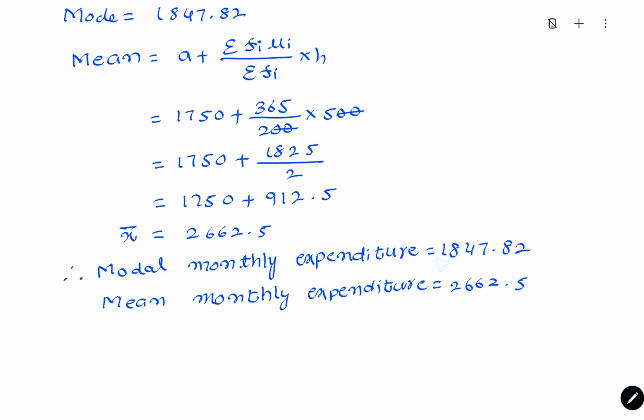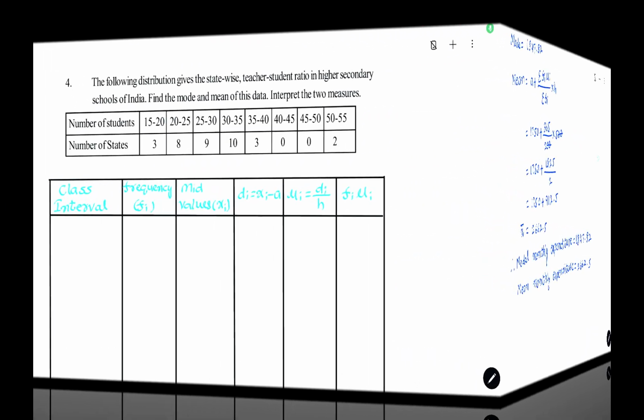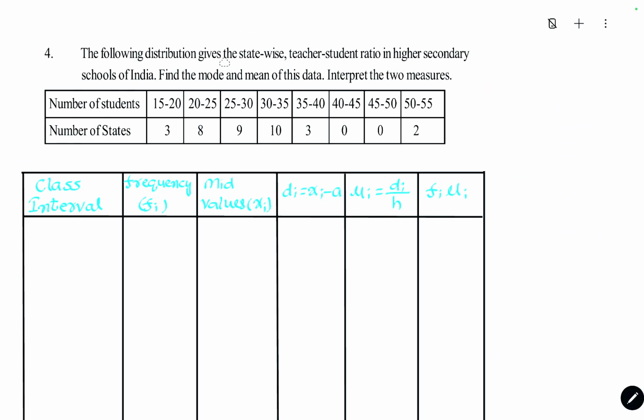Therefore, model monthly expenditure is 1847.82. Mean monthly expenditure is 2662.5. Fourth question. The following distribution gives the state-wise teacher-student ratio in higher secondary school of India. Find the mode and mean of this data. Interpret the two measures. Here is the table.